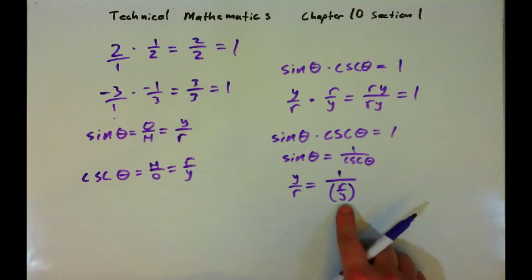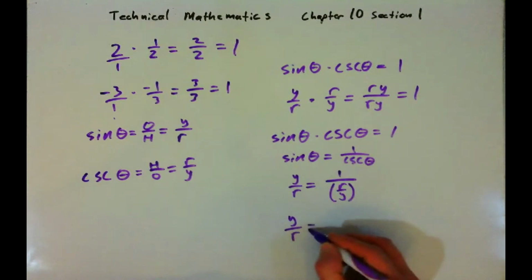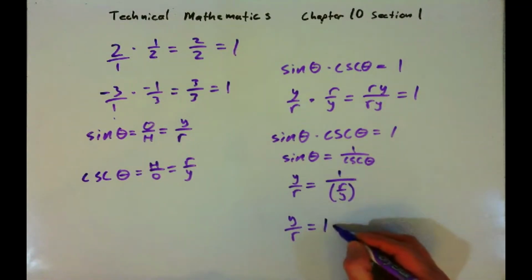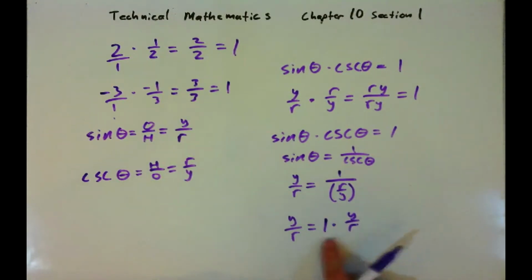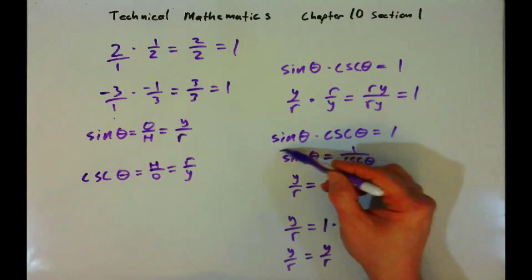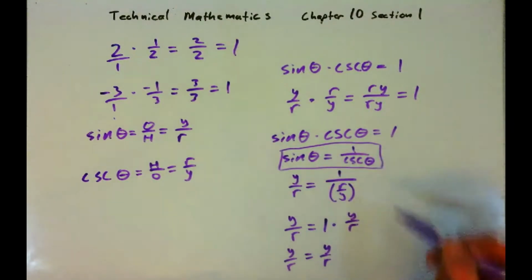And when I divide by a fraction, I multiply by the reciprocal. That's the rule for dividing fractions. And so instead of 1 divided by r over y, this is the same as 1 times y over r. And 1 times any number is itself. And so y over r, which is the sine of theta, is equal to y over r, which obviously is equal. And so that proves that the sine of theta and the cosecant of theta are reciprocals of one another.